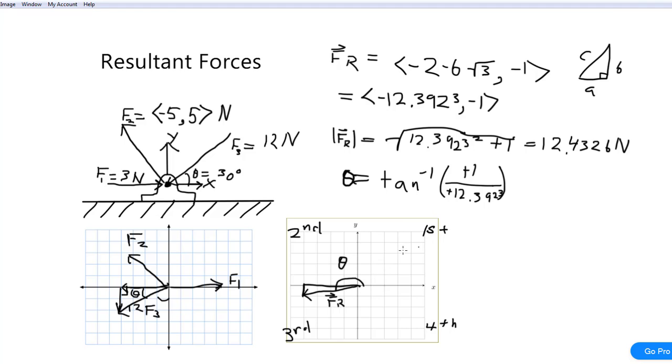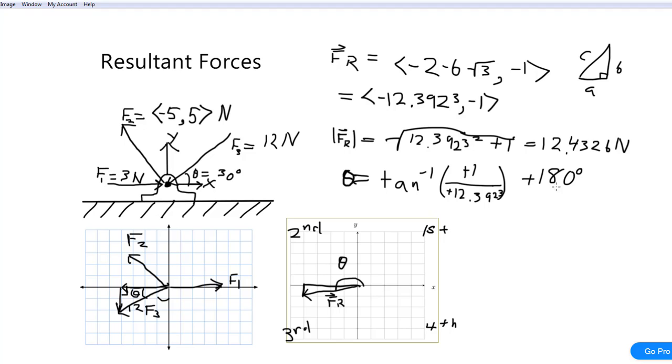The rules with cosine and inverse cosine and inverse sine are way different. You could probably use them in the end, but the easiest way is inverse tangent. So since we're in the third quadrant, what we're going to have to do is add 180 degrees.